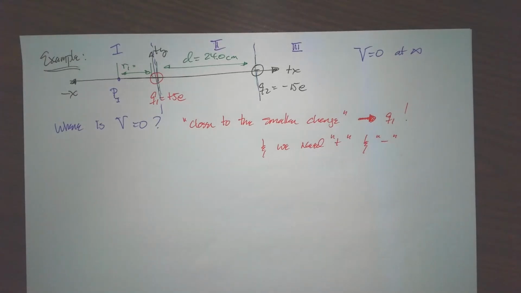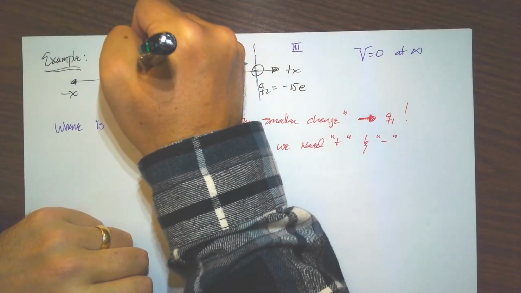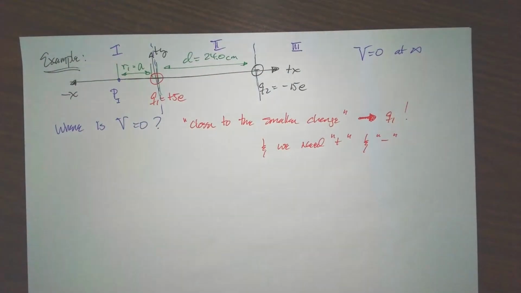We could do L. If you like L better, you get to pick the little letters, whichever ones you like. I can go with A, because they already use D. Because I almost always use D. But they already picked it. So R1 is A away from charge 1.